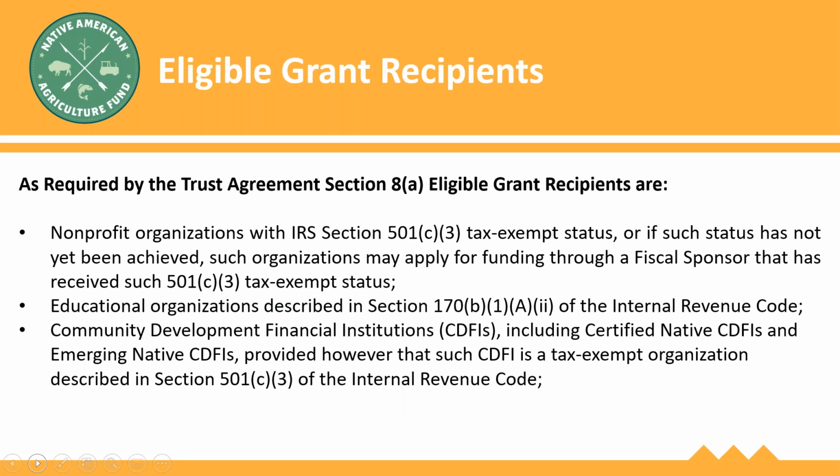Eligible grant recipients for this request for funding are outlined in our trust agreement under Section 8A. A brief description includes nonprofit organizations with IRS Section 501(c)(3) tax-exempt status, or if such status has not yet been achieved, such organizations may apply for funding through a fiscal sponsor that has received such 501(c)(3) tax-exempt status. Educational organizations described in Section 170(b)(1)(A)(ii) of the Internal Revenue Code, and community development financial institutions, CDFIs, including certified Native CDFIs and emerging Native CDFIs, provided that such CDFIs are tax-exempt organizations described in Section 501(c)(3) of the Internal Revenue Code. Next slide.